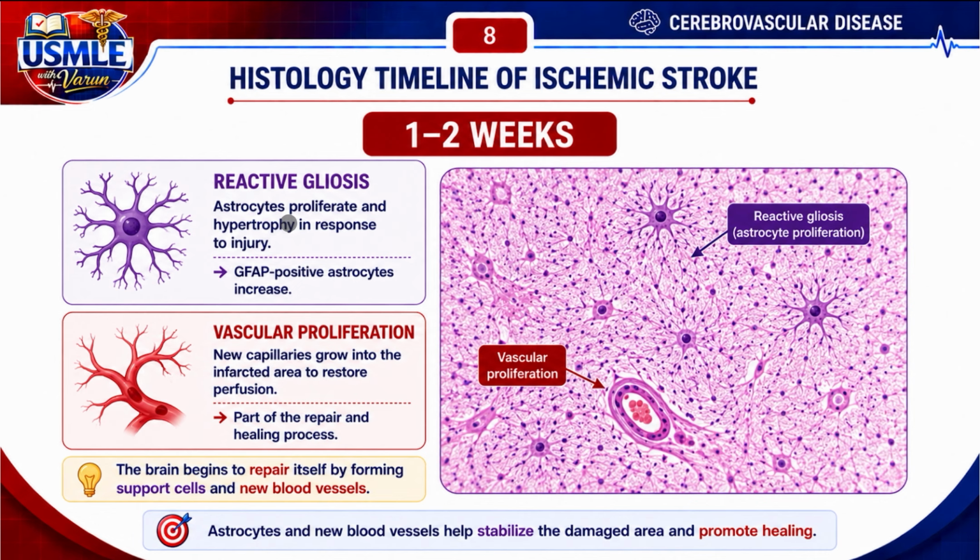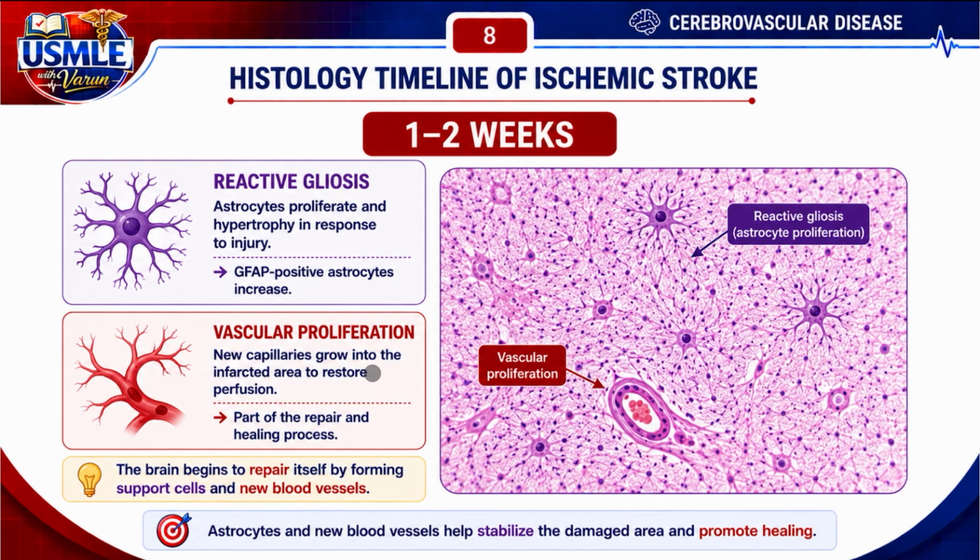Reactive gliosis is nothing but astrocyte proliferation, where the astrocytes proliferate and hypertrophy in response to injury. So GFAP positive astrocytes increase. We have already discussed in the first module of our neurology series that these astrocytes are GFAP sensitive. GFAP can be used as a marker for these astrocytes, and in reactive gliosis, there is astrocyte proliferation occurring. And also, there's new blood vessel formation at around 1 to 2 weeks.